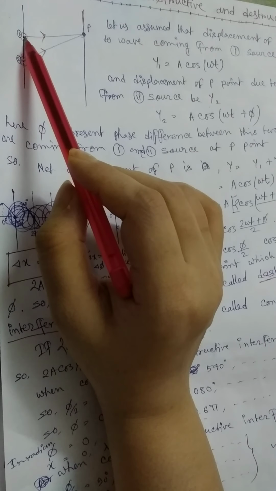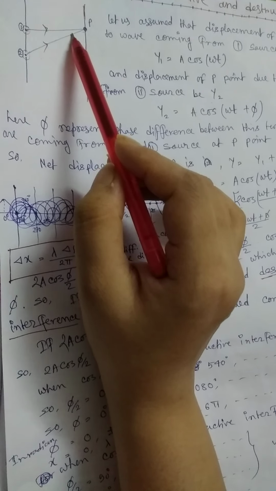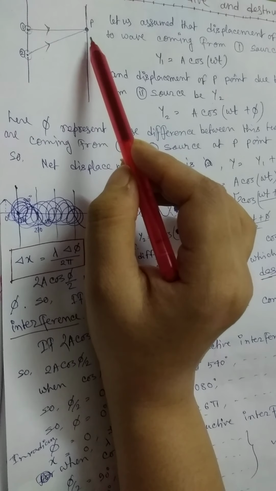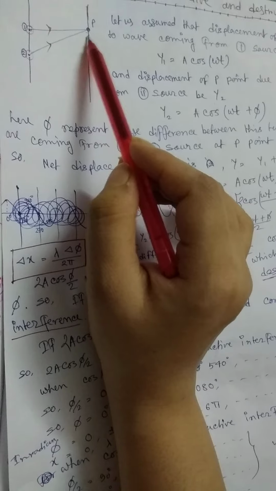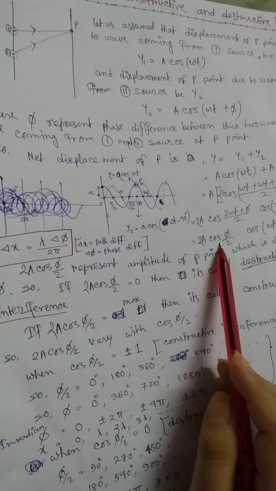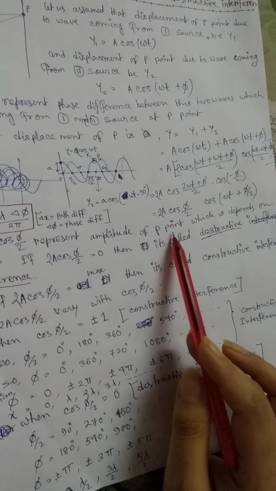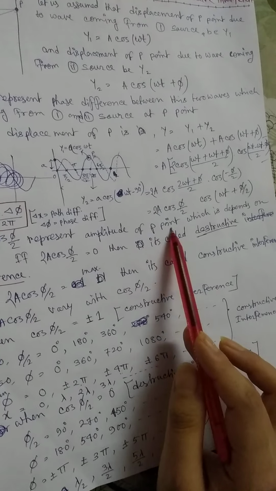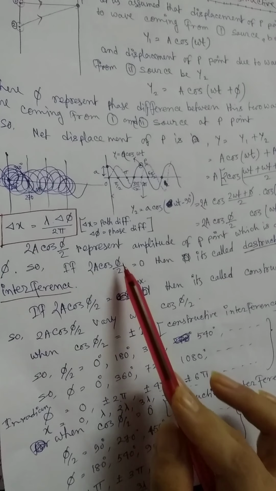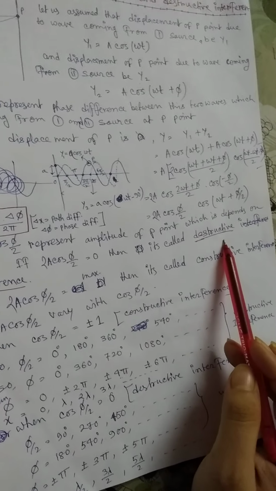That means if this wave reaches point P and this wave reaches point P at the same time, then obviously these two waves are superimposed at P point, and due to this superimposition we will get a new wave, and this represents the amplitude of that new wave. So 2A cos(phi by 2) represents the amplitude at P, which depends on phi. If 2A cos(phi by 2) equals 0, then it's called destructive, right?